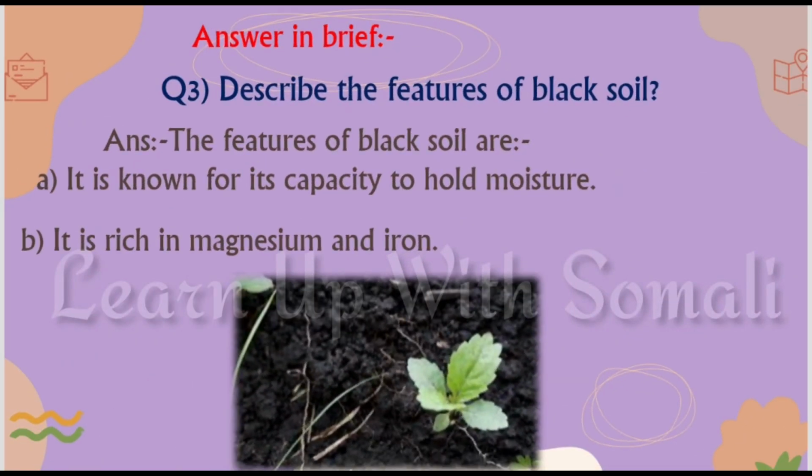Moving on to question number 3, describe the features of black soil. The answer to this is, the features of black soil are: A point, it is known for its capacity to hold moisture, that is, black soil has the capacity to hold the moisture and water for a long period of time in it so that plants can grow well. And B point, it is rich in magnesium and iron. That is, magnesium and iron are the important minerals which are needed for the plants to grow well, are found in the black soil.